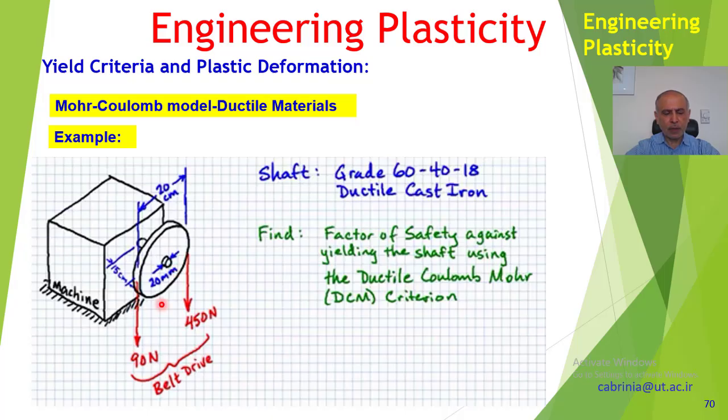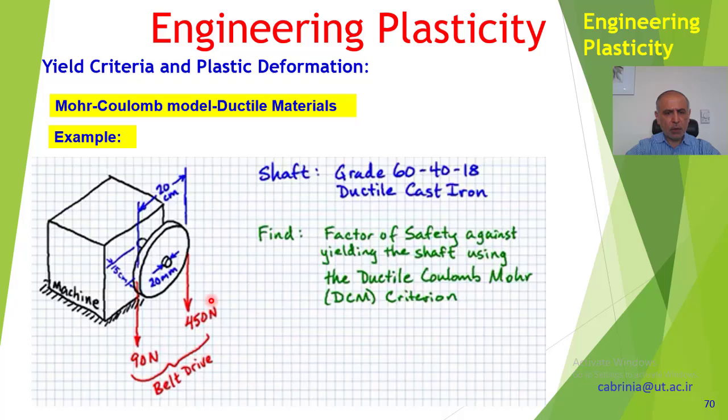As you can see here, this is a machine, and there's a shaft connected to this machine, and this shaft has a pulley on it. There is a belt on this pulley which is connected to another pulley connected to the motor, which drives the small pulley and drives the larger pulley and drives the machine.